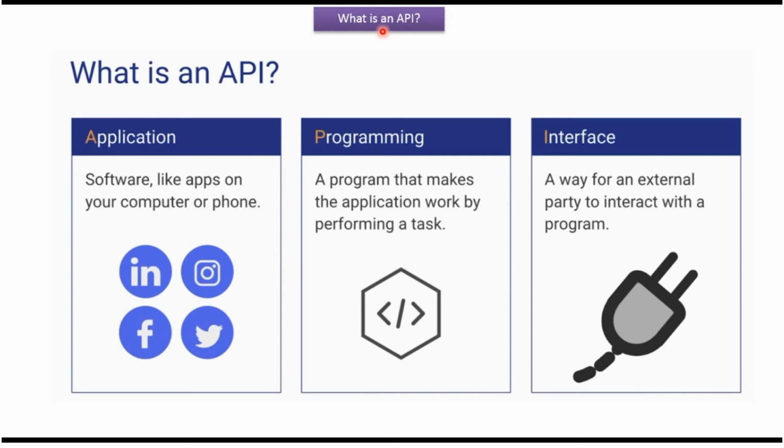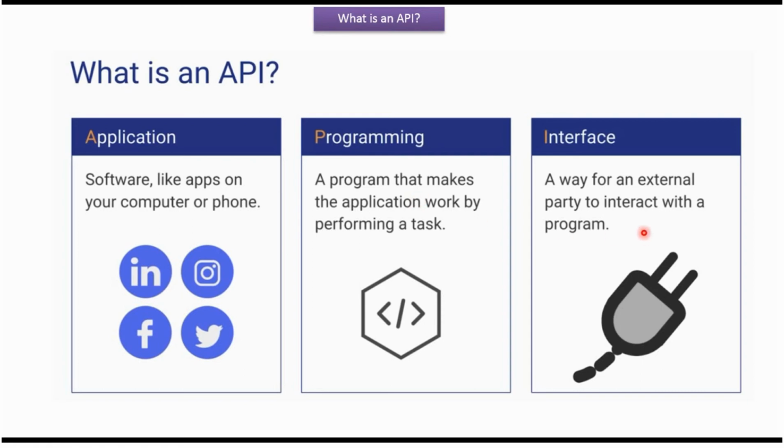In this video tutorial I will explain what an API is. API stands for Application Programming Interface, and application is nothing but software on your computer, for example Microsoft Word, Microsoft PowerPoint, etc., and apps on your phone, for example Facebook, Twitter, Instagram, etc. And program is what makes the application work by performing the task.